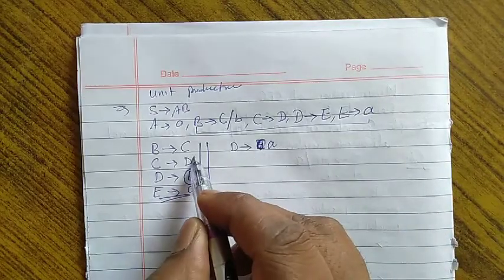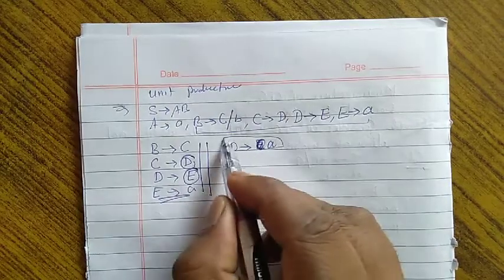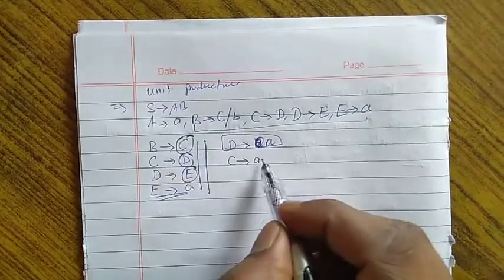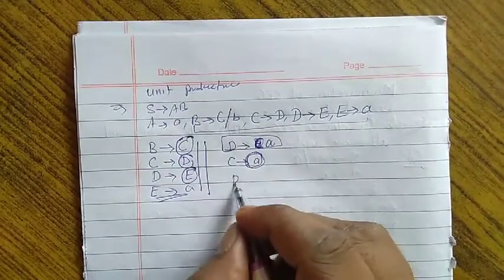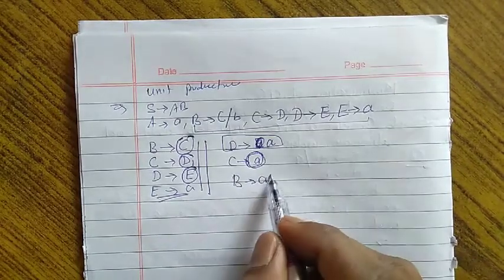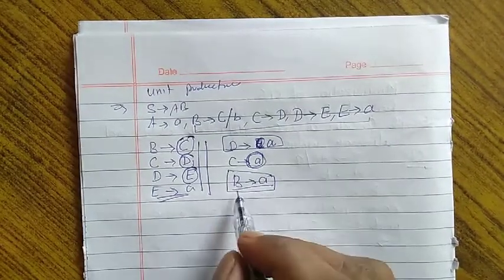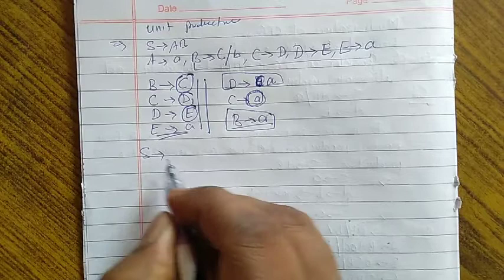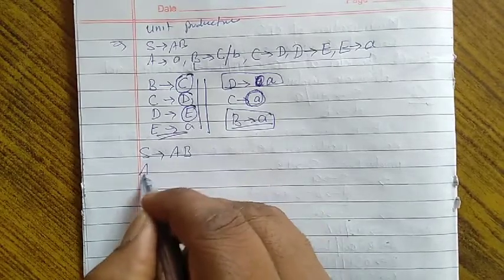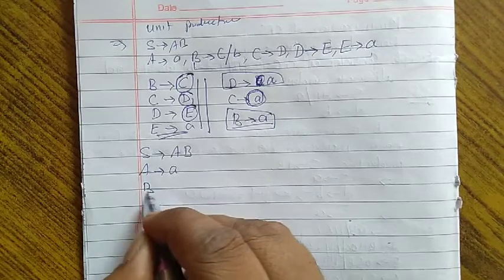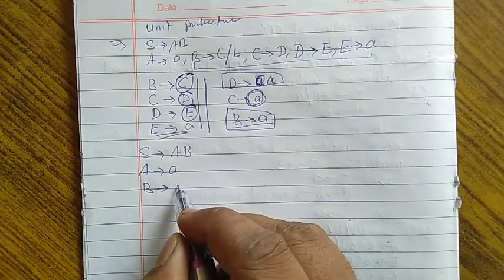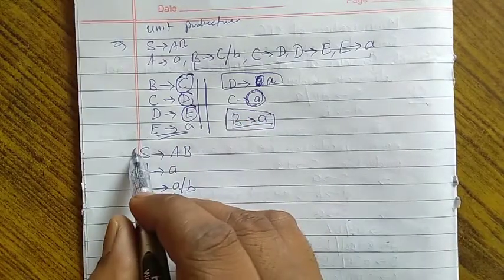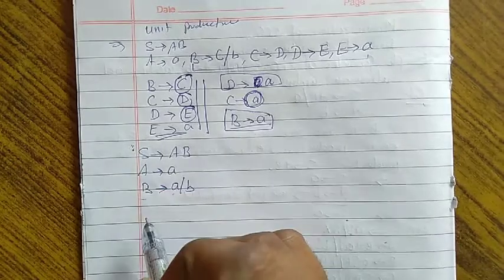Then again we can replace this using this production, and we get C gives A. Then we can replace this C by this production, and we get B gives A. So we get the reduced B gives A. Now we apply this to the given production. We get S gives AB, A gives A, and B gives A. So this is the removal of unit production.